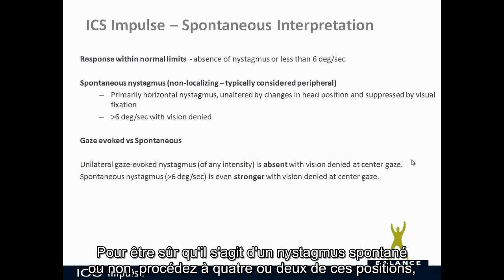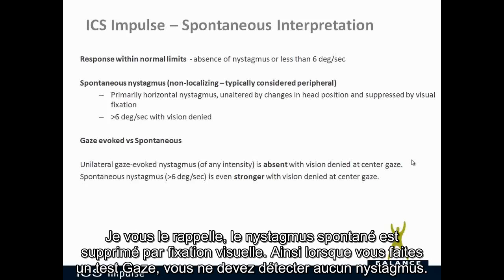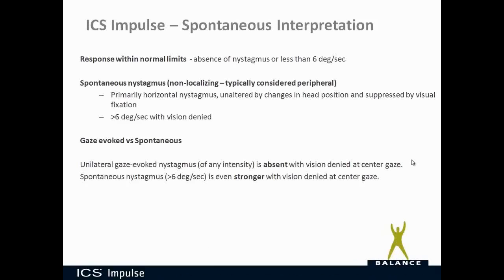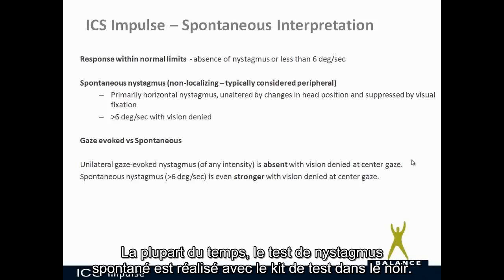So that's why those options are in the spontaneous drop down: sitting, supine, chin to chest, or head extended. So if you're questioning whether you truly have spontaneous nystagmus or not, and you do those 4 or a couple of them, and you notice that it does not change with the head position, then that's true spontaneous nystagmus. Spontaneous nystagmus, again, is suppressed by visual fixation. So when you're doing gaze, you shouldn't see any nystagmus. And then it's typically greater than 6 degrees per second with vision denied. So most of the time people will do their spontaneous nystagmus with the vision denied solution.